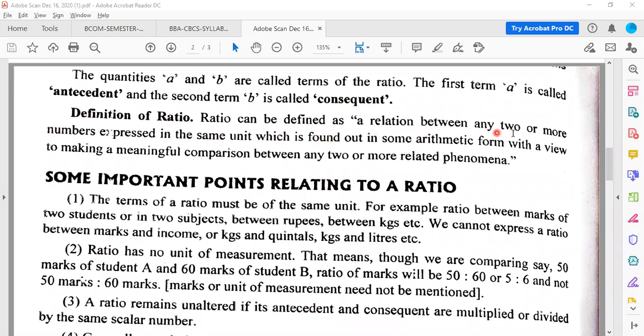Once again, the relation between any two or more numbers which is expressed in the same unit. We cannot compare different units. It has to be in the same unit, which is found in some arithmetic form. What is arithmetic form? A by B. There is a division involved. So that is an arithmetic form, and with the view of giving a meaningful comparison. When we give a meaningful comparison, it gives us a resultant which is very much related and which we will be able to understand. So that is the definition of a ratio.